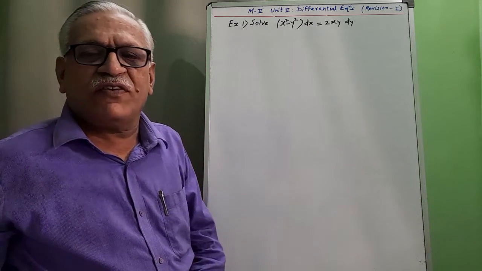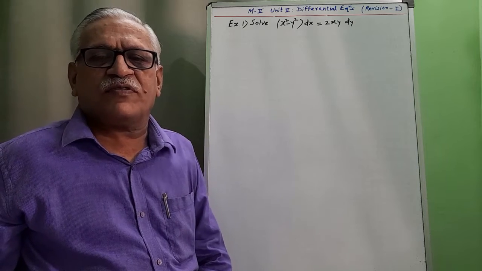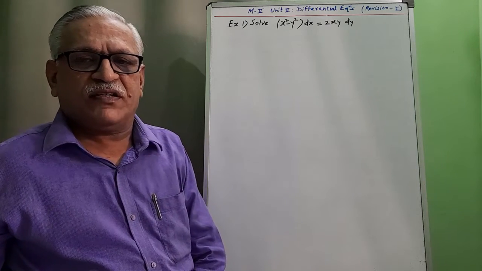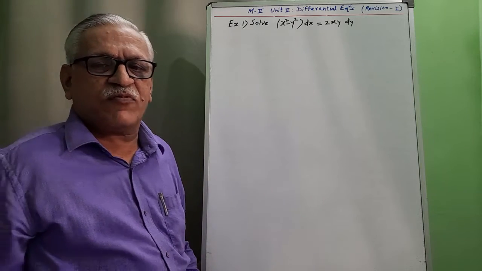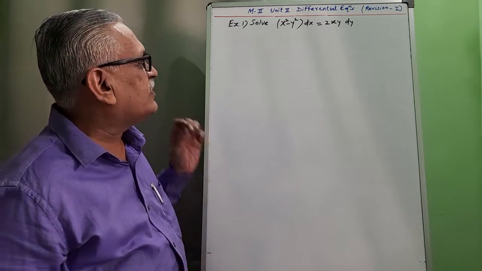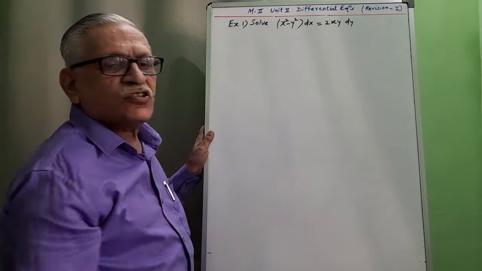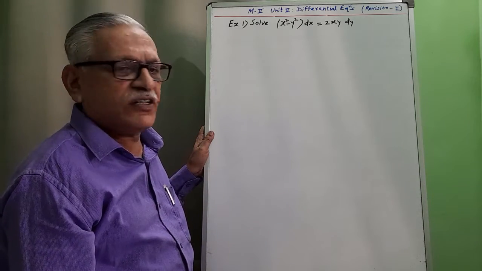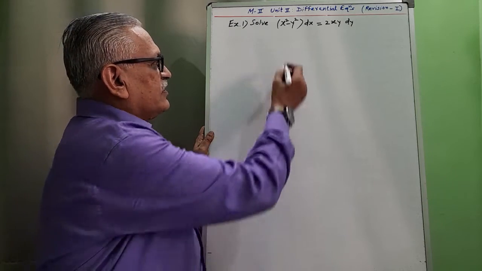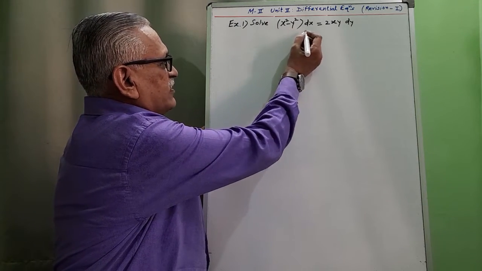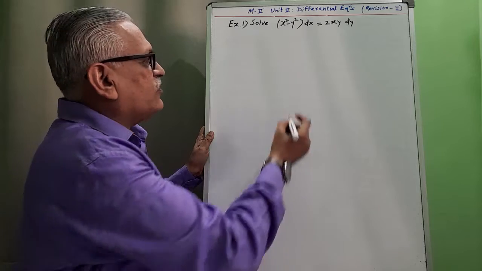In this video I will discuss 5 to 6 problems from the previous question paper. Therefore if you prepare it, it's very easy for you to attempt any type of question in the exam. Example number 1, solve (x² − y²) dx = 2xy dy. Try to convert it into the form M dx + N dy = 0.